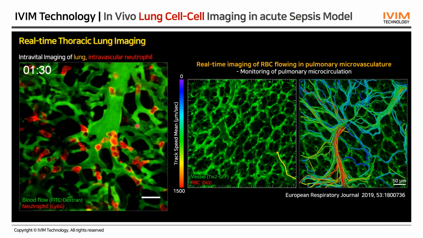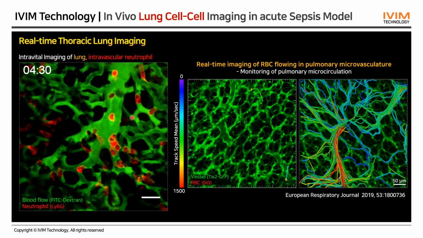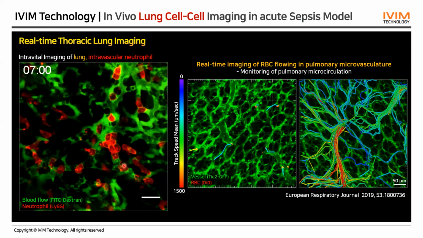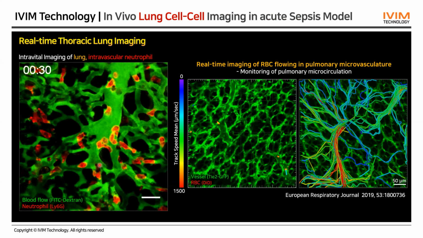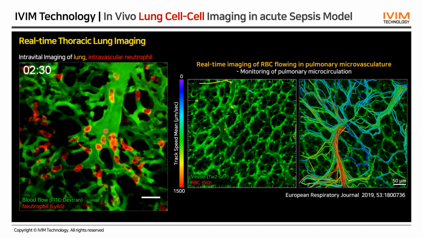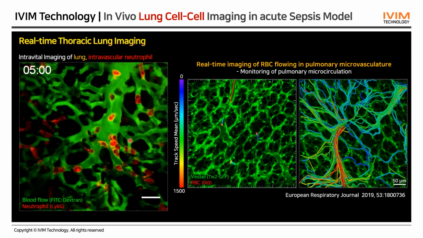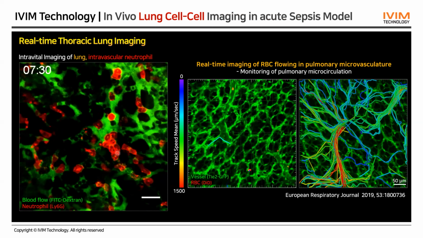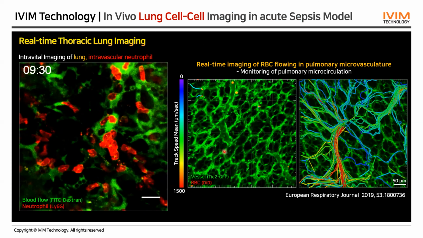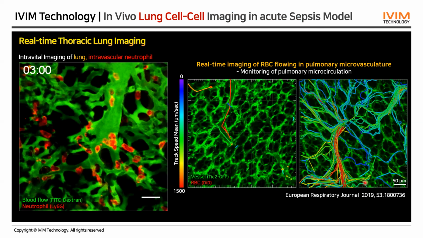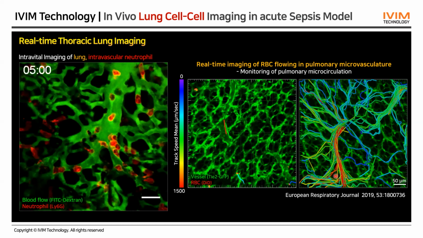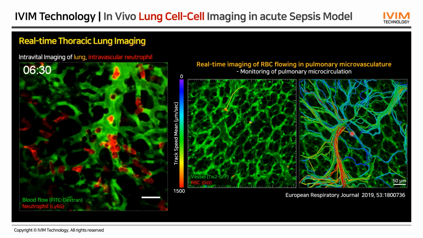In a lung of acute sepsis model, we can observe the dynamic inflammatory cell responses, such as pulmonary neutrophils migrating to the specific sites and blocking the microcirculation of the lung blood vessels. By the real-time imaging analysis of the blood flow, we could identify the functional capillaries and analyze the blood flow velocity in pulmonary microvasculature in the sepsis animal model.